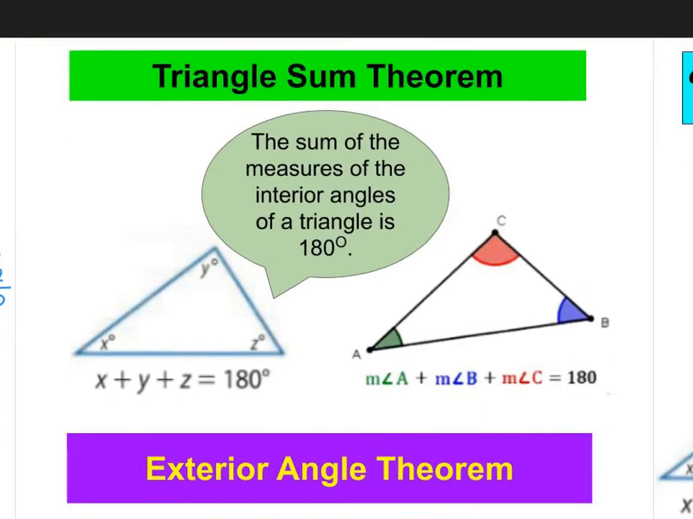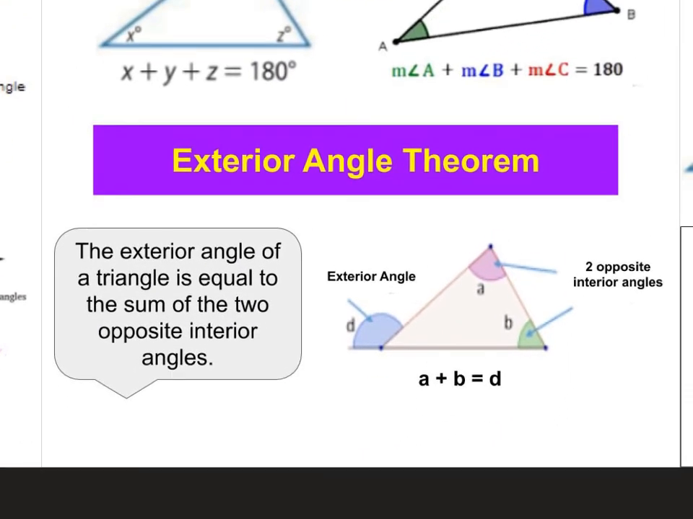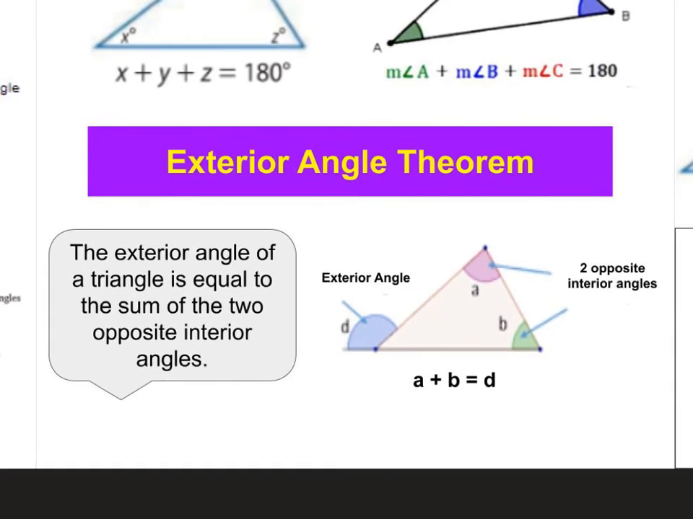But now the new part is this exterior angle theorem. For this one, the exterior angle of a triangle is equal to the sum of the two opposite interior angles. So if you have your exterior angle here, which is angle D, it is equal to the two opposite angles, the remote interior angles. You would add angle A plus angle B, and it will equal angle D. You see that right there.